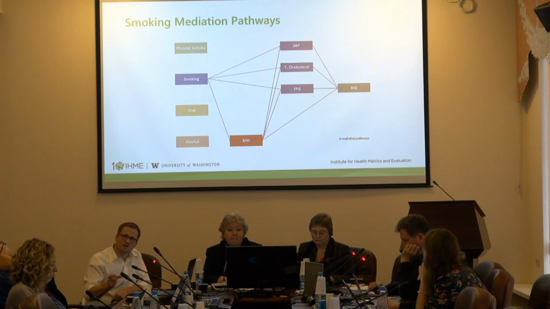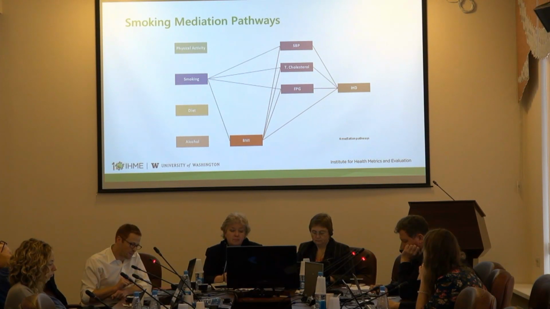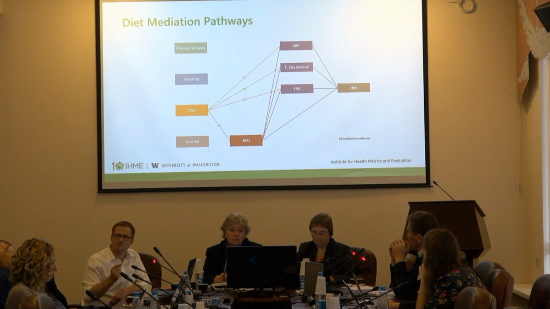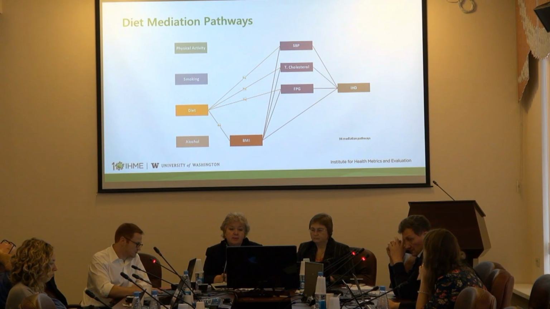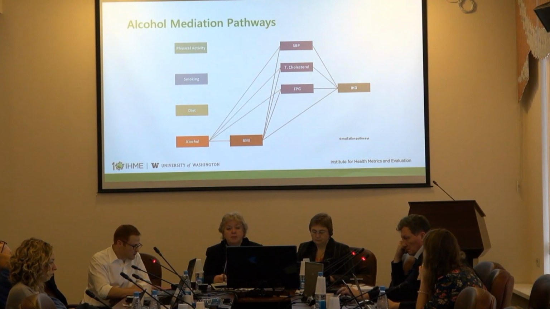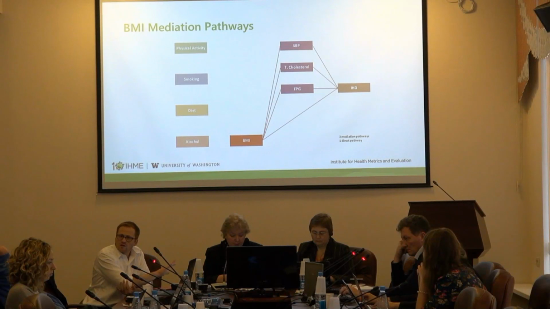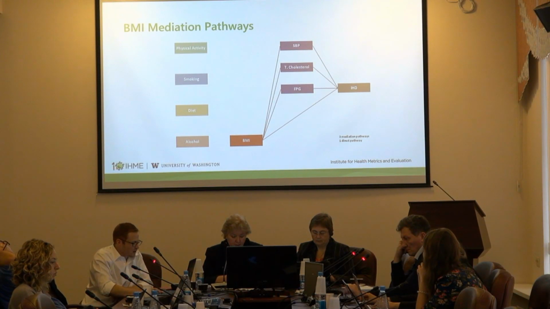Similarly, smoking has direct effects, but it also has effects that run through these other risk factors. Diet, the same. It has direct effects, but it has effects that run through the other mediators. And alcohol as well has direct effects, but it also affects BMI, for example. So the simple path aggregation approach I showed before doesn't work in this case. We'll be double counting risk if we do it that way.